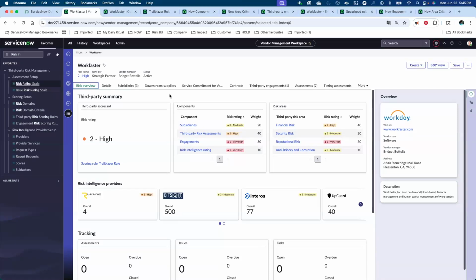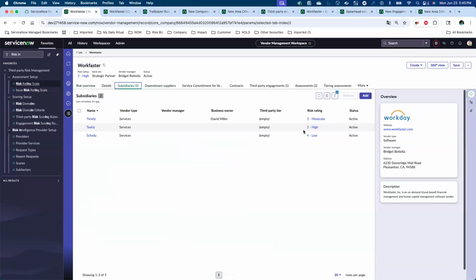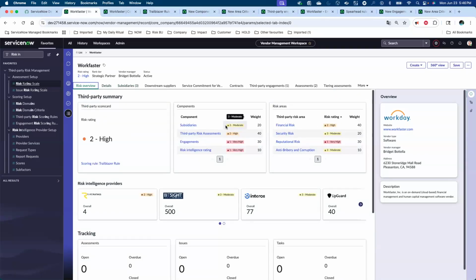Now let's look at the individual subsidiaries themselves. Timely is three moderate. So if you take an average of these, 3 plus 2 plus 4 is 9, divided by 3, should be again 3 moderate. So subsidiaries comes to 3 moderate. That is how the calculation of subsidiaries worked out.